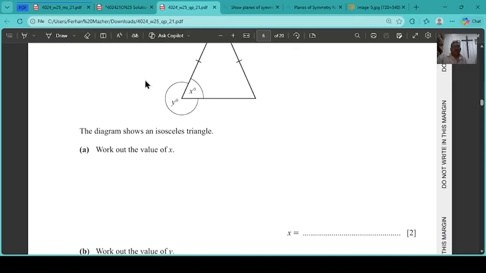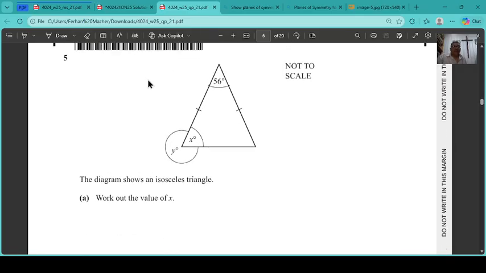The first part, A, of question number 5 is of 2 marks. He says the diagram shows an isosceles triangle. Work out the value of x. Okay. So if this angle is x, this angle will also be x because these two sides are equal. The angles opposite to these two sides are also equal to each other in an isosceles triangle. We call them the base angles of the isosceles triangle.